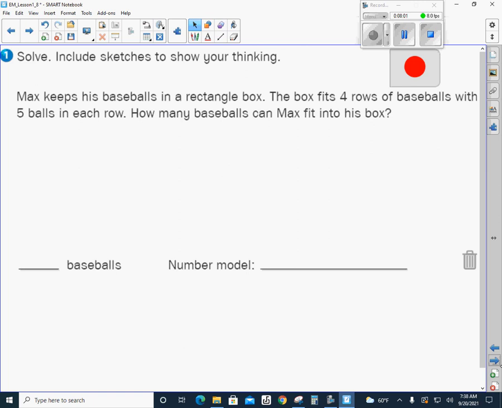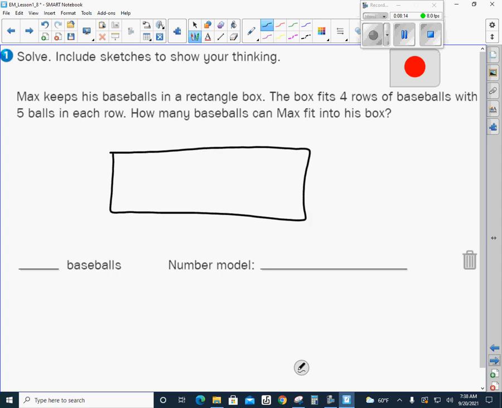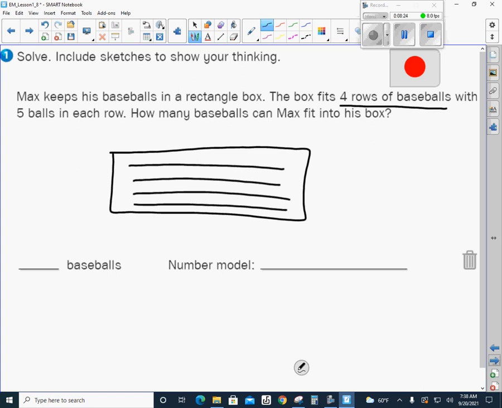So I'm going to go back and read it again slowly and stop at the periods, and you draw what I read. Max keeps his baseballs in a rectangle box. Simply draw a rectangle box. The box fits 4 rows of baseballs. I'm just going to draw rows. 1, 2, 3, and 4. With 5 balls in each row. 1, 2, 3, 4, 5.